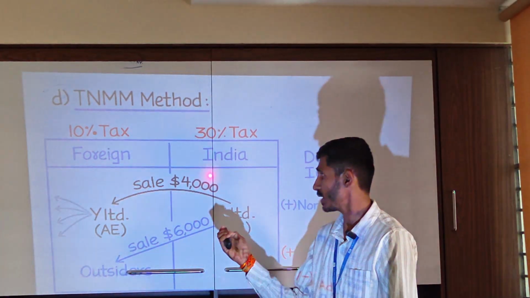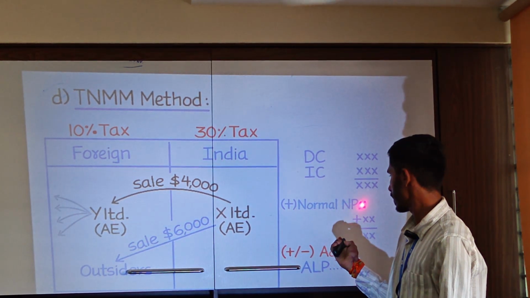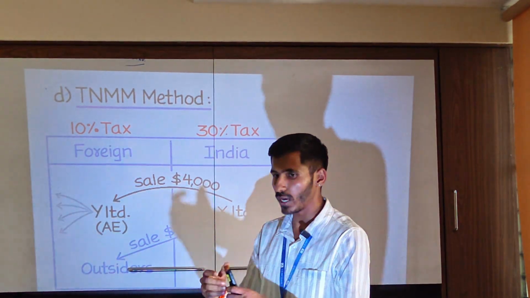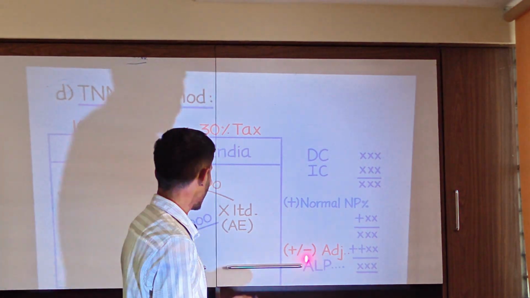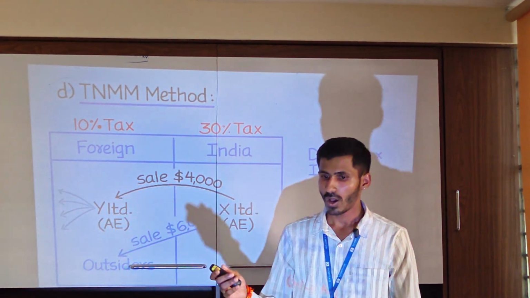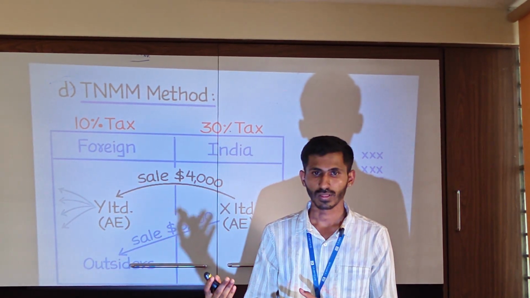It will be the same sum, but the only difference is that here we will consider net profit margin, the net profit percentage, and we will do the sum. If any value comes down to less than the arm's length price, that will be added back to the income of X Limited. Now we have discussed 5 methods, and the confusion arises about which method to use.